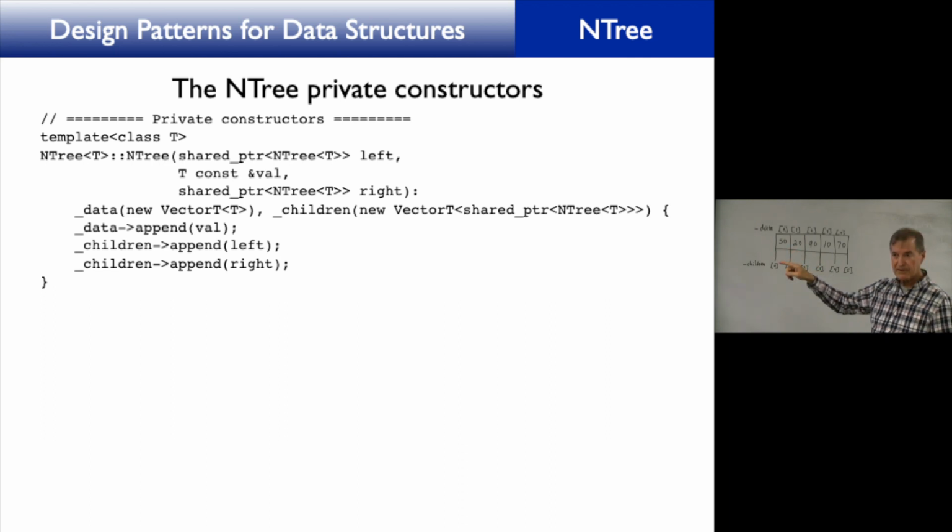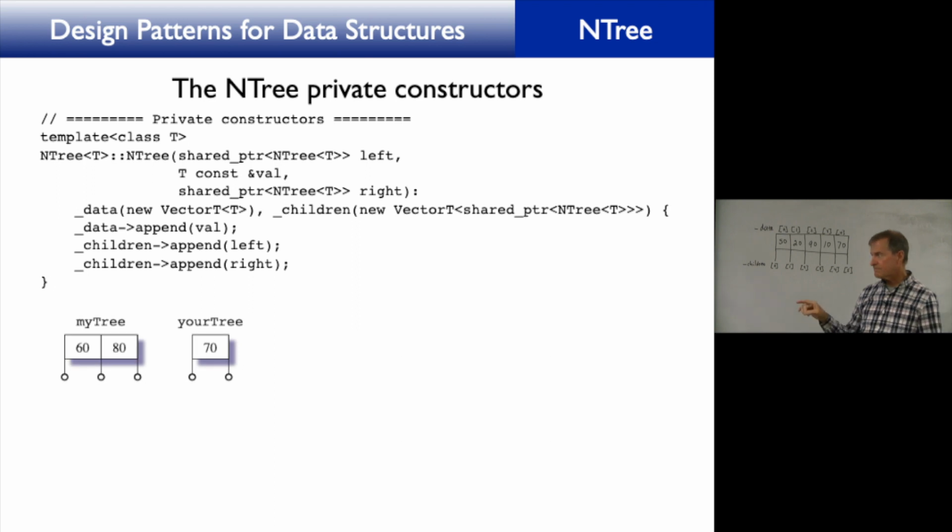Are you with me? It's got left, val, and right. We looked at the preconditions last time. We assumed that left and right have already been allocated. They already exist, so we're not going to do any allocations here with the new operator. And look what it does. The way it works is it does data arrow append val, children arrow append left, children arrow append right. Now how in the world does that do what it's supposed to do?